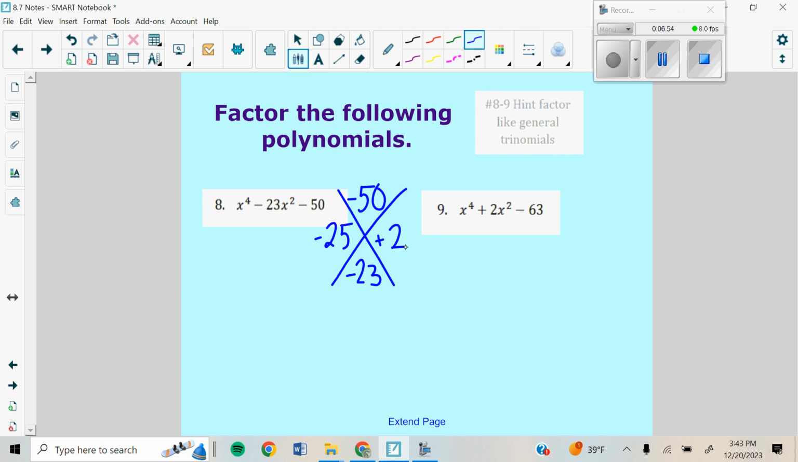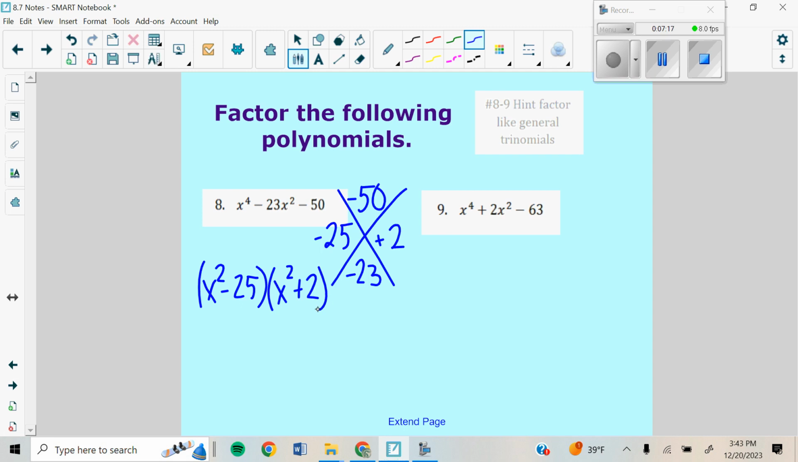All right, so this time, can I use my shortcut, you guys? Yeah, absolutely, because there's nothing in front of the first term. But instead of just saying x minus 25 and x plus 2, this time it's going to be x squared minus 25 and x squared plus 2.